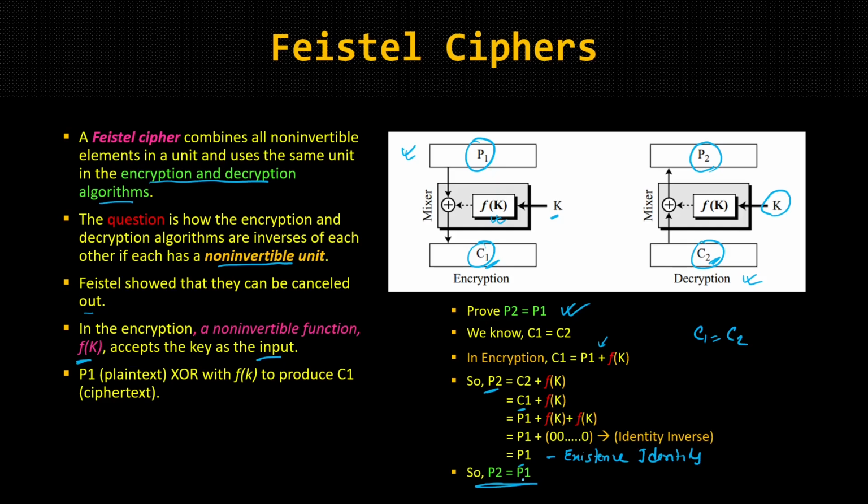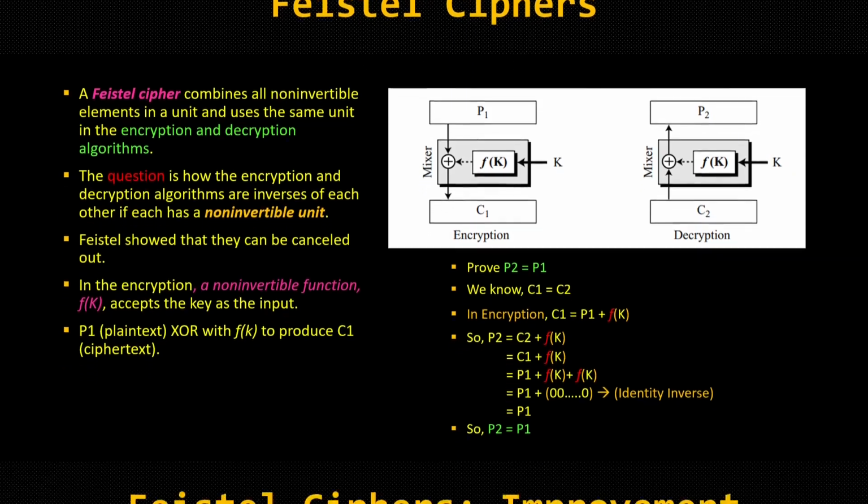So Feistel showed that despite using a non-invertible component, we can cancel the effect of this non-invertible component in our decryption process, and the end product that we will be getting will be the same as the plain text that we sent earlier.